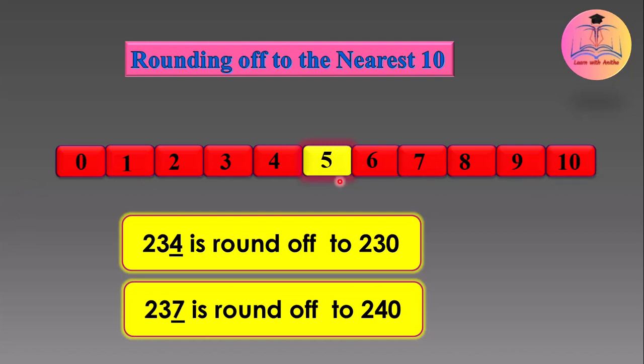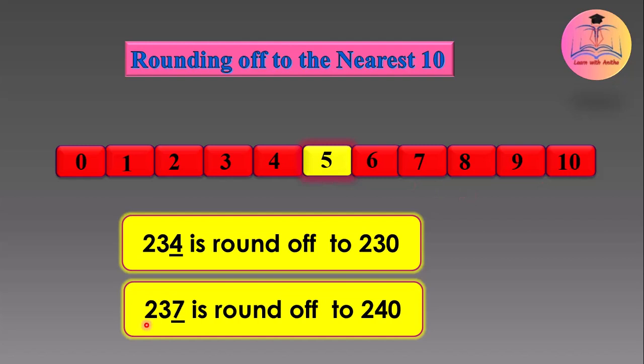If the number is less than 5, that is 4, 3, 2, 1, then we will round off nearer to 0. If you want to check the number, you have to check the ones place here. If the number is less than 5, it is nearer to 0. If the number is greater than or equal to 5, then we need to round off nearer to 10.